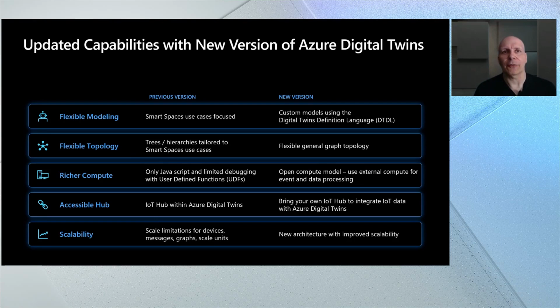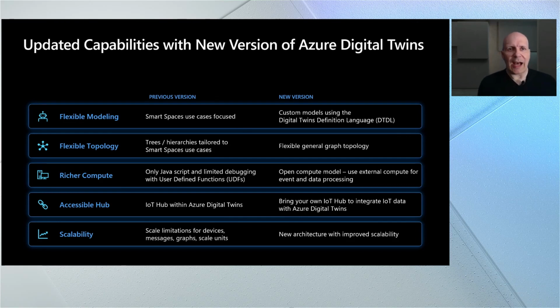Customers have also asked us for a more flexible compute model than in the original preview, where we let you run custom code as JavaScript functions. In the new version, you can use external compute, for example, Azure Functions, which makes it possible to use existing code libraries and additional programming languages, and you get a much better debugging story on top.